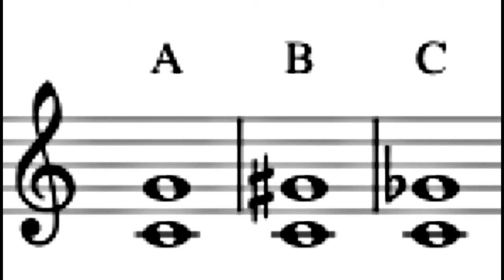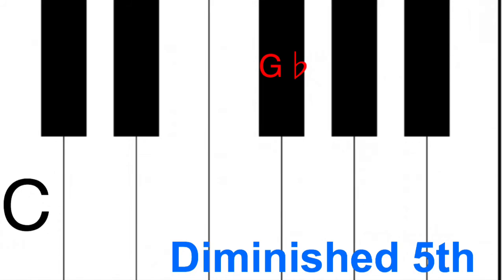Conversely, in example C, we have flattened or lowered the top note by a semitone, therefore making the interval a little more narrow. We call that a diminished fifth. So any perfect interval that we narrow by a semitone is called diminished. So perfect fifth, augmented fifth, diminished fifth.